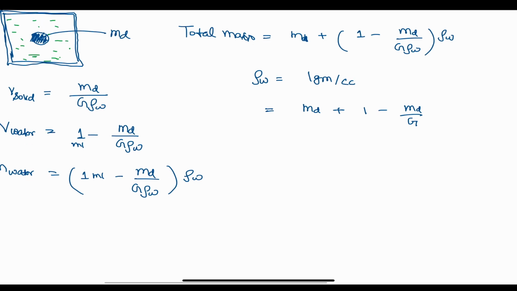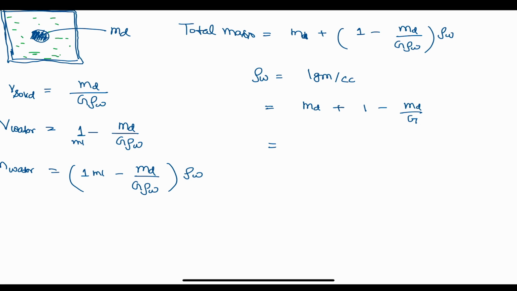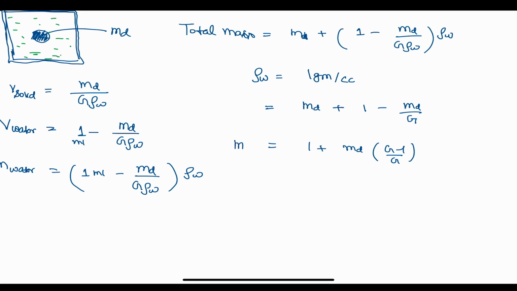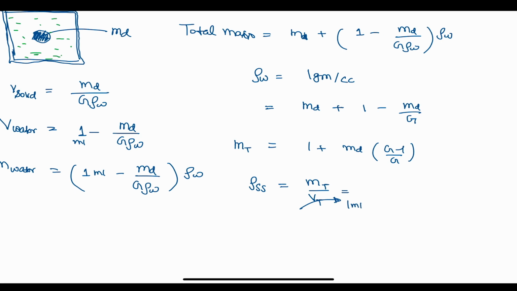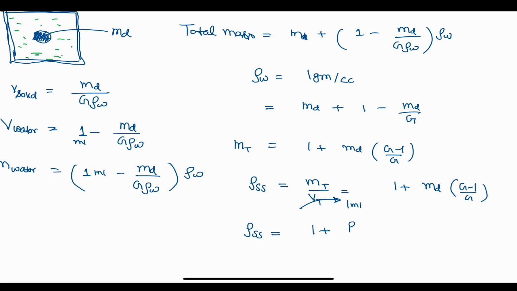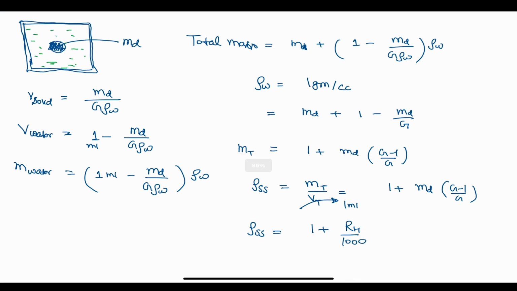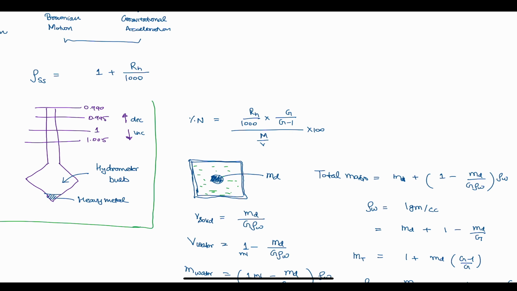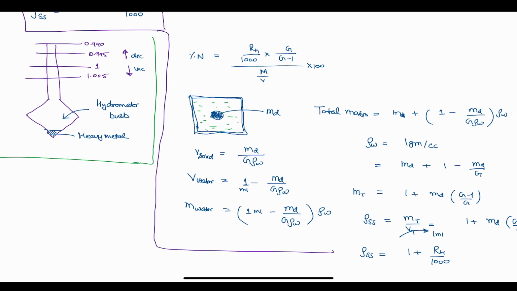Okay, so now I'll take md as common, then it will look like this. Okay, this is total mass, and what will be density? It is mt upon vt, and vt we knew was 1 ml, so it will again be like this only. Now comparing it with that equation which we had written above, 1 plus RH by 1000, we are writing it again here.